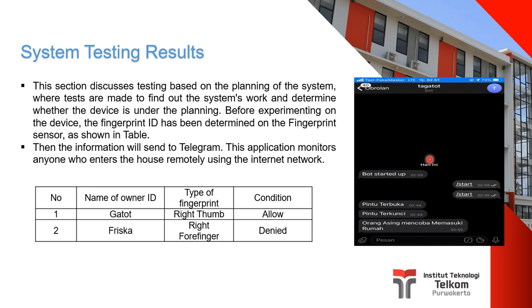As you can see in the picture, how they access. In the first trial for Gatot, it shows pintu terbuka or the main door open, and the second access for Friska, it said pintu terkunci or door locked, and the information gives an alert using the Telegram app that a stranger is trying to open the door.